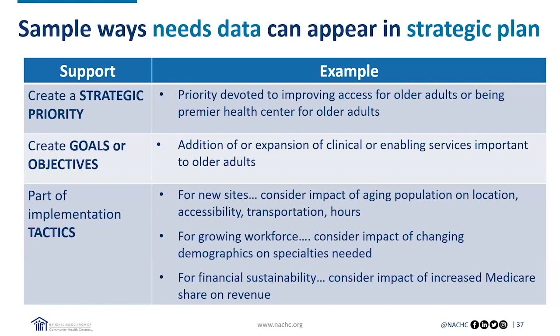In some cases, needs data doesn't shape the overall strategic plan priorities or the goals or objectives, but it might shape exactly how you implement them. For example, if you had a goal of opening a new site, maybe the needs data makes you consider the impact of your aging population on the location or the accessibility of the site.